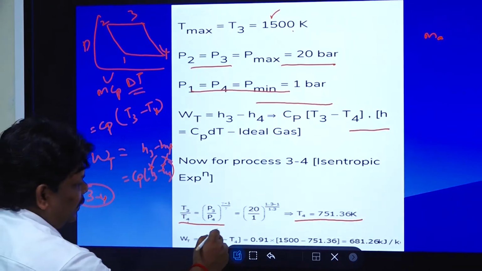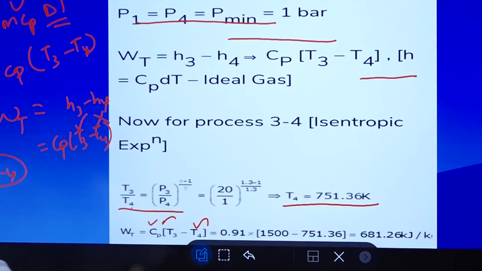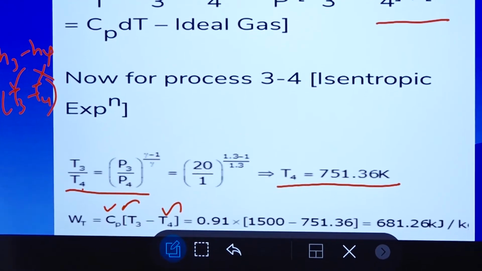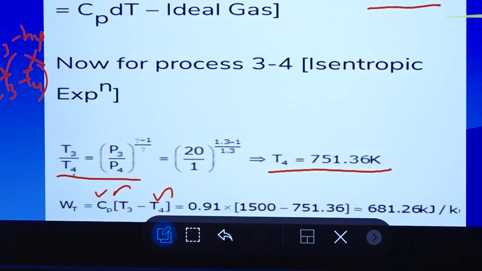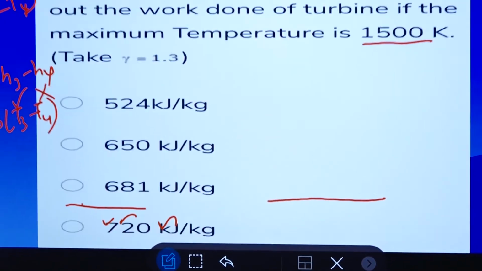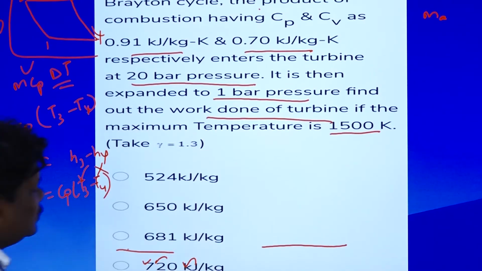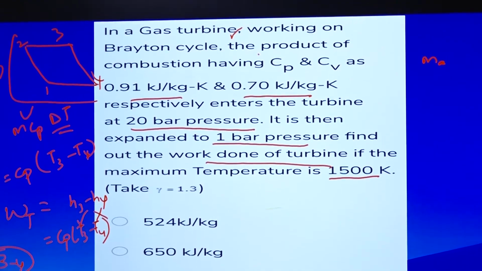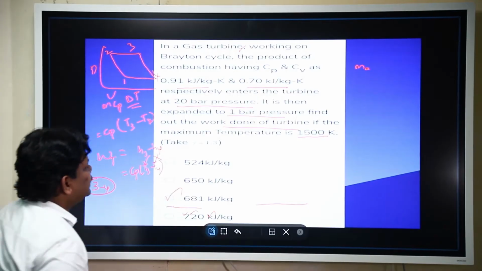So T3 is known to you and T4 is known to you. The value of Cp is also known to you. So you substitute and you can easily find the value of the work done by the turbine. So what is the value? It is 680 something. Yes, it is 681.26. So the answer is C.